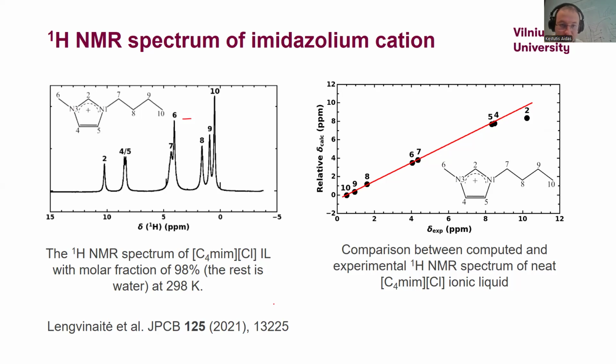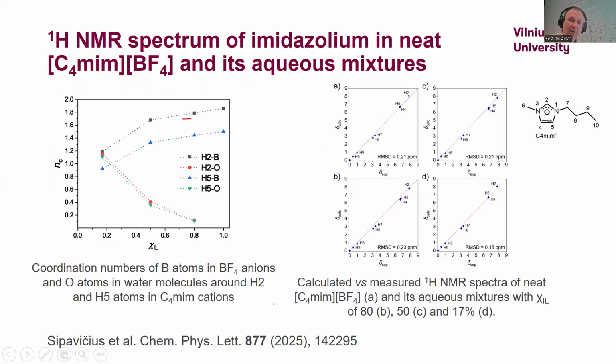More recently, we actually succeeded in predicting the entire proton NMR spectrum of another ionic liquid, which has the same imidazolium cation combined with another anion, tetrafluoroborate, another very popular ionic liquid. And we succeeded in predicting the proton NMR spectrum accurately not only for the neat ionic liquid, but also for its aqueous mixtures.